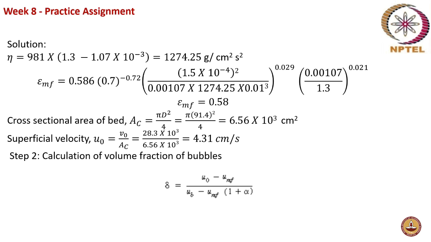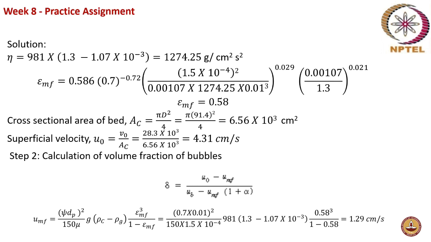U naught is your superficial velocity. Just now we calculated what is the superficial velocity, right? So U naught is your superficial velocity. UMF is your minimum fluidization velocity. And alpha is the volume of wake per volume of bubbles, which are formed because of the fluidization. As you know, when the bubbles are formed, there will be a wake area, right? So what is that volume in comparison to the volume of the bubble? That ratio is given by alpha.